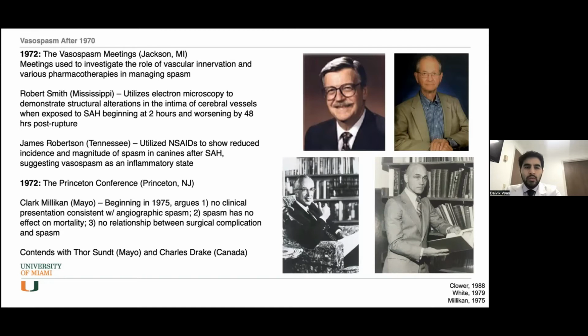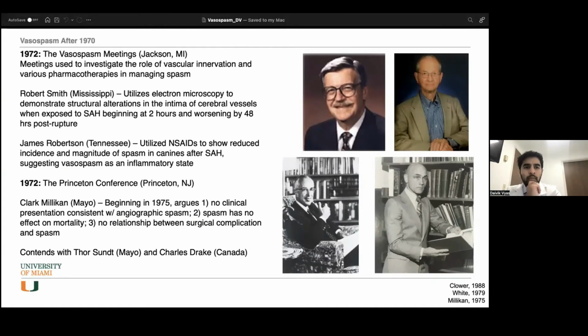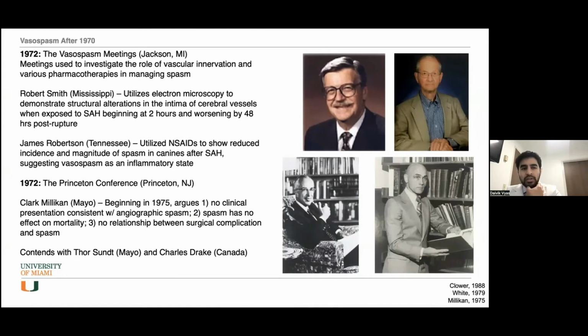So in 1972, the vasospasm meetings were held in Jackson, Mississippi, hosted by Robert Smith out of the University of Mississippi. And really, these were academic conferences that were used to describe pharmacotherapies and the basic science underlying the study of vascular responses in the setting of subarachnoid hemorrhage. So Robert Smith's body of literature at the time used electron microscopy to demonstrate that blood vessels had structural alterations immediately after aneurysmal rupture that worsened within 2 days.